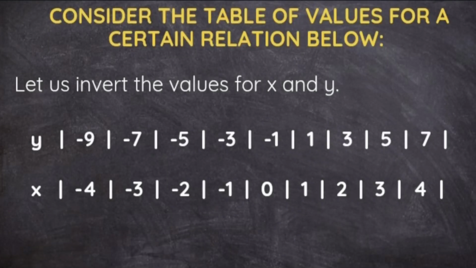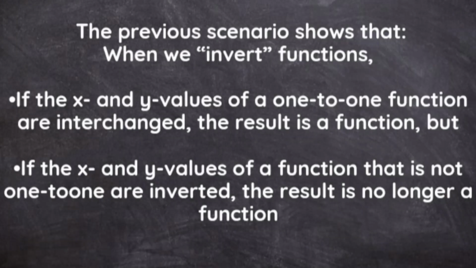Now, let us invert the values for x and y. The question is, does this table still represent a function? Well, the answer is that the table does not represent a function because there are some y values that are paired with more than one x value. The previous scenario shows that when we invert a function, if the x and y values of a one-to-one function are interchanged, the result is a function. But if the x and y values of a function that is not one-to-one are inverted, the result is no longer a function.